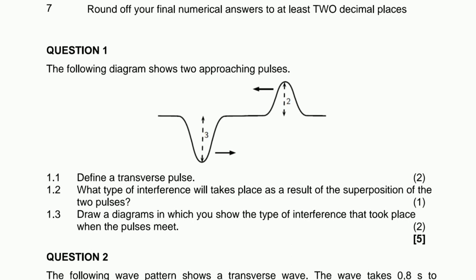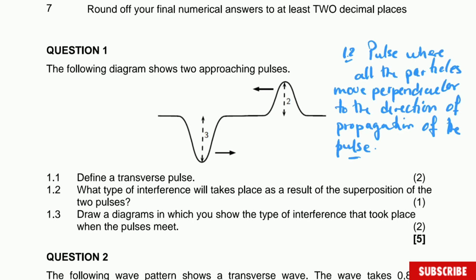But now, without taking more time, we're going to start with question 1, which states: the following diagram shows two approaching pulses. Then you have two pulses, one at the bottom of the rope or whatever medium it is, and one on top. Now the first question is: define a pulse.